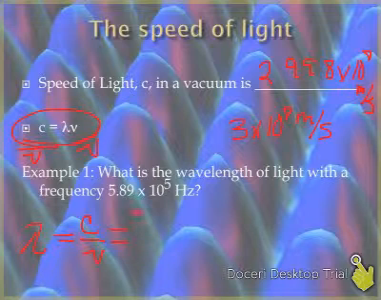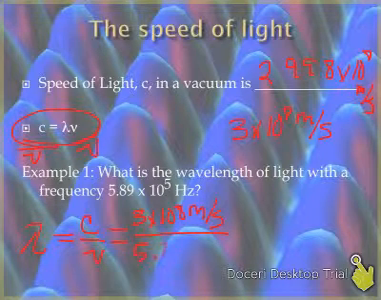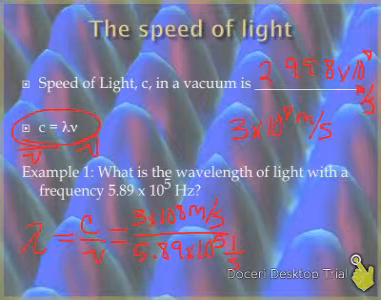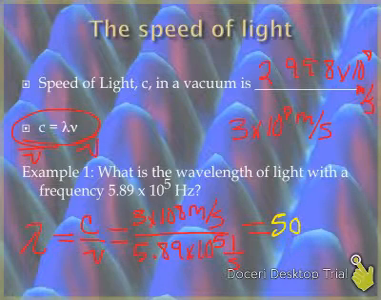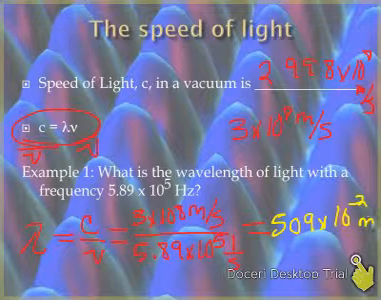So our C is 3 times 10 to the 8th meters per second. We're going to divide that by our frequency, which is 5.89 times 10 to the 5th hertz, which is the same as 1 over S. So now we can see our S's are going to cancel out. If we put this in our calculator, how many significant figures do I get to keep? 3. And so we are going to get an answer of 509 times 10 to the negative second meters.